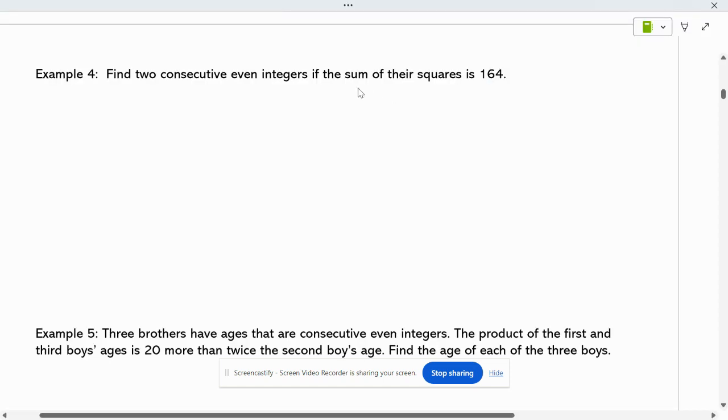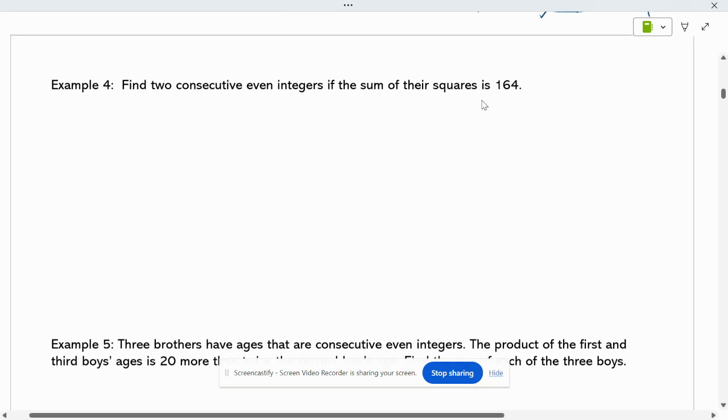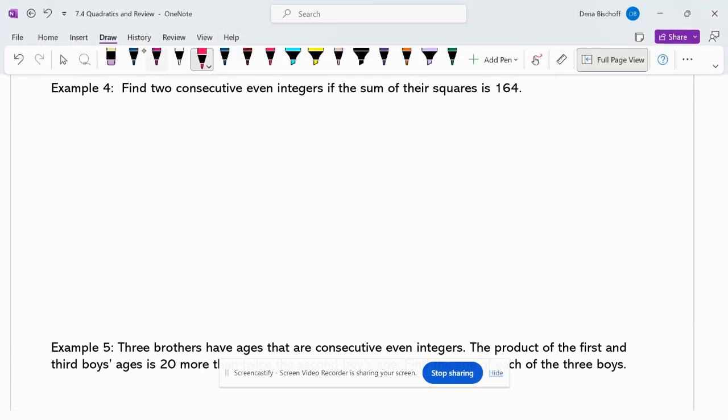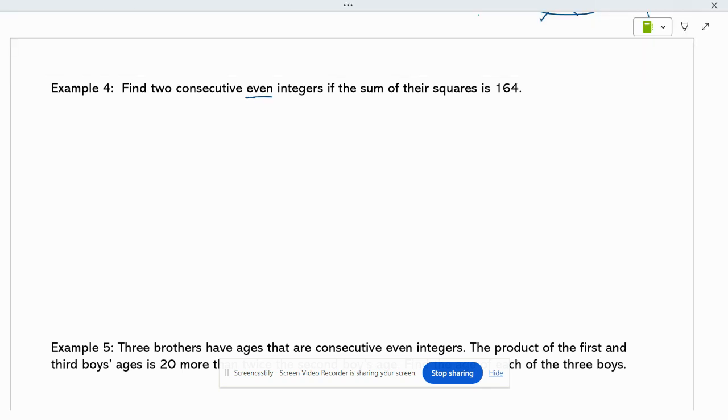Okay, so here's where we are. We're talking about consecutive integers, and we just did our warm up that let us talk about how to define consecutive even or odd integers. So, what kind of consecutive integers are we looking for here? Yeah, we're looking for even integers. So, how many of them are we looking for? We're looking for 2 even integers. So, what are my variables going to be? X and x plus 2.